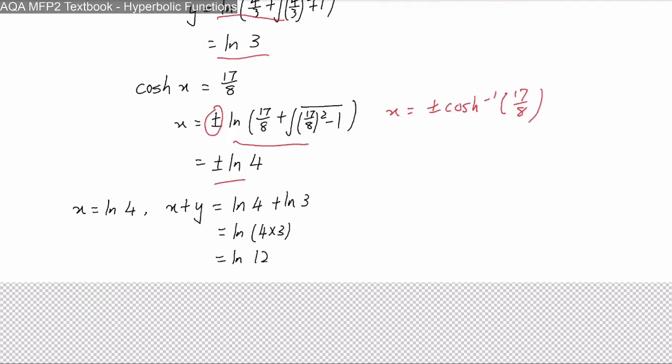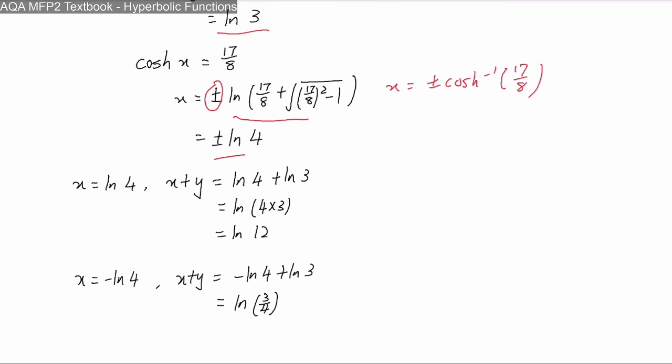For the first value of x plus y, we use y equals ln 3, and x is positive ln 4. This is how we get the first value, which is x plus y equals ln 12. Then we use another value for x, which is negative ln 4. With that, we get another value for x plus y, which is ln 3/4. So this is what they mean by the a in the question. We have two values for x in this case, giving us two values for x plus y.